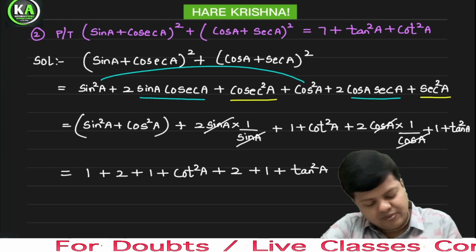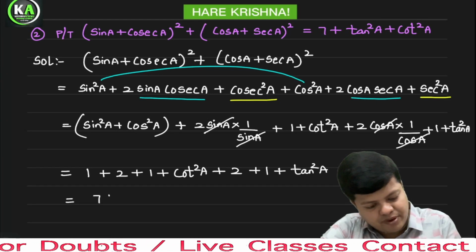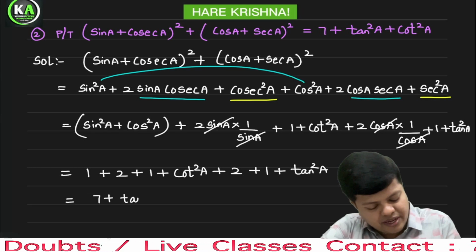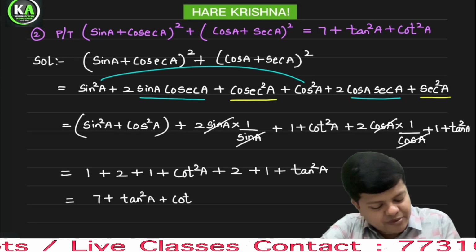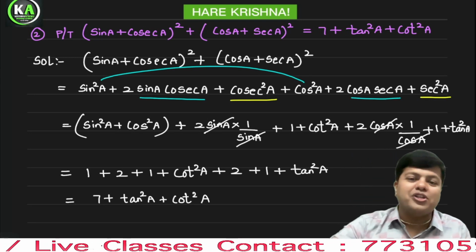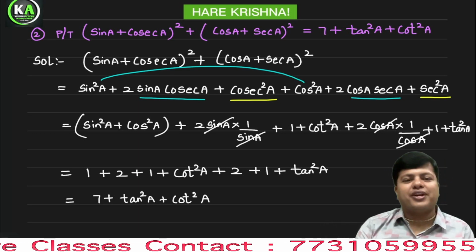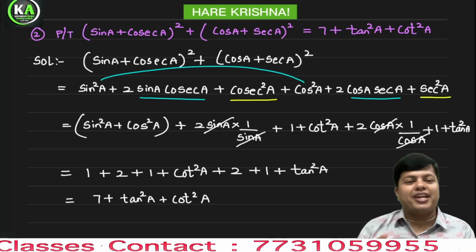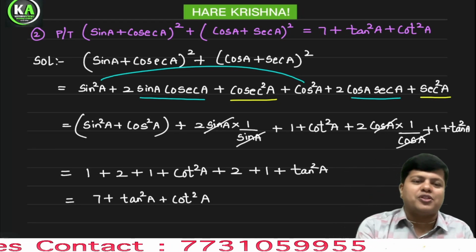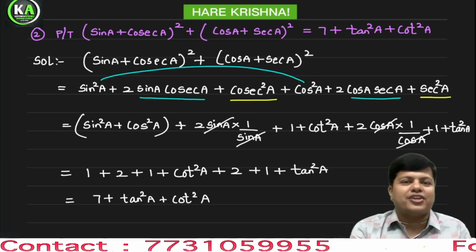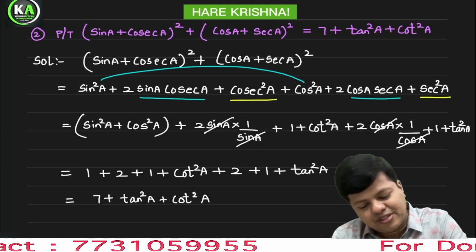Okay, sir, so what is the answer? 1 plus 2 plus 1, 4, plus 2, plus 1, 7 plus tan square A plus cot square A. All three identities we used here, sir. You can write this in type 1 only, student. Type 1 trigonometric identities. In this, all three identities we have used. It is like whole square sum also, but trigonometric identities we have used all three. So this is very interesting.